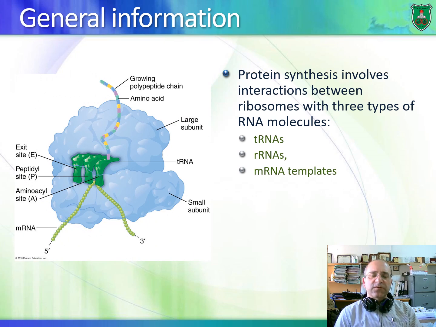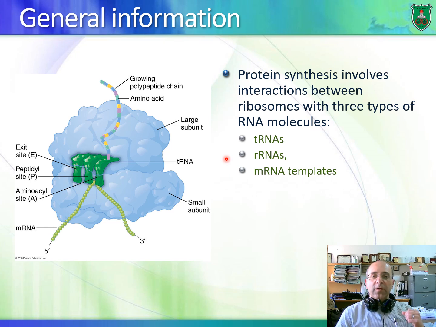Now, the process of translation involves interaction of three different RNA molecules. And these are the transfer RNA, ribosomal RNA, and messenger RNA template. So this is the main molecule. The messenger RNA is the main molecule that is read and translated into a polypeptide.